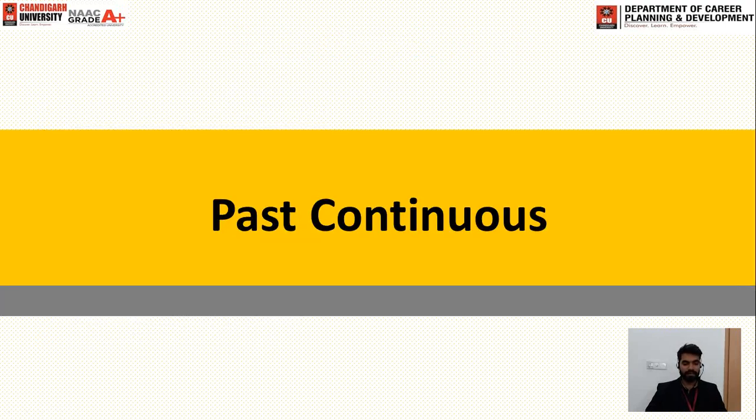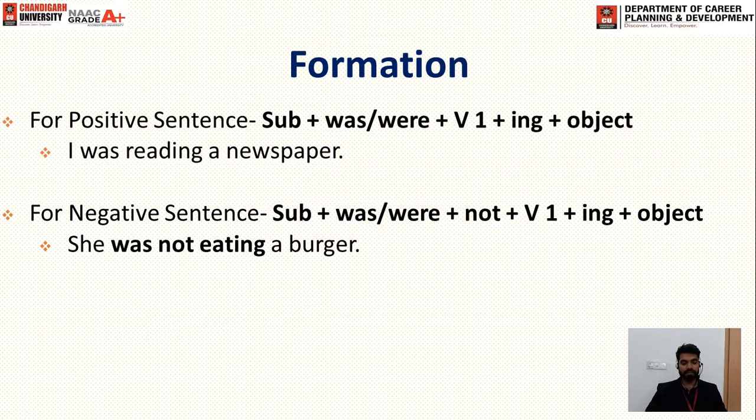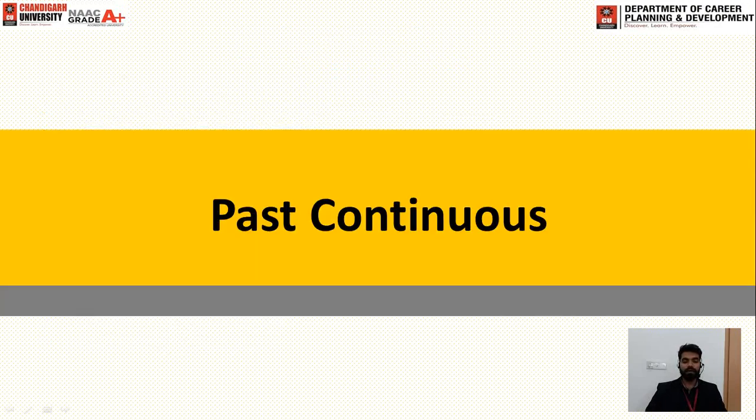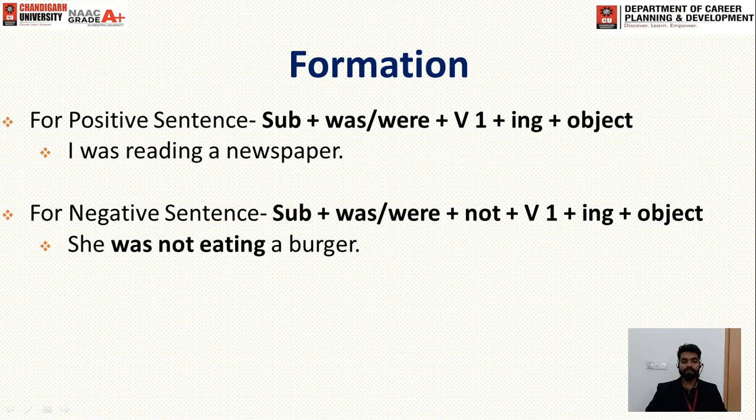Then it's your past continuous. The formation for past continuous for a positive sentence is subject plus was/were plus verb first form plus ing plus object. Students, you need to understand where you are using verb first form and where you are using the third and second form. For simple past I told you that you will be using verb second form, but for past continuous, because you will be using was/were, you will be using verb first form. At times students might get confused in this.